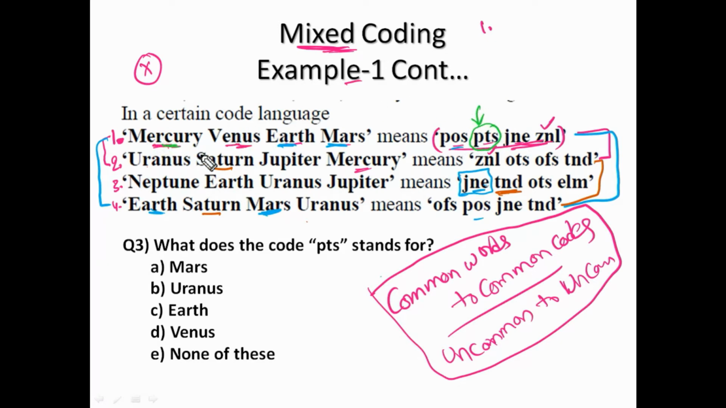So Mercury, it is there in the second statement. It means it cannot be the word. Venus, it is not there anywhere. Okay. Earth, it is there in the third statement and last statement. So it cannot be the word. Mars, it is there in the last statement. It cannot be the word. Then the answer is Venus. So corresponding to PTS, the word is Venus.